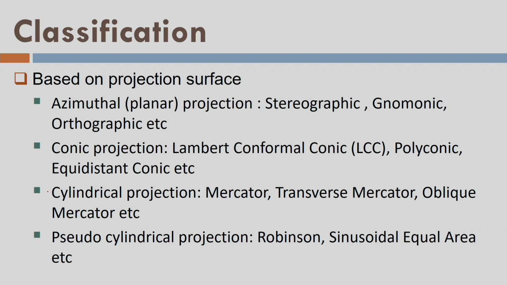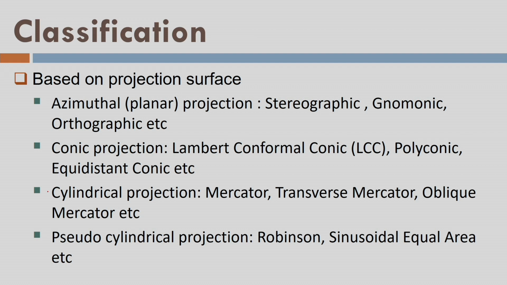Further, we have pseudo cylindrical projection. Remember, I gave you an example of pseudo. What does it mean? In a movie, there is one character who looks exactly like the main character or the hero, but he behaves slightly differently. Such a thing we call pseudo. So there is some projection which looks like cylindrical, but it does not fulfill all the criteria of the cylindrical projection, but still we call it pseudo cylindrical projection. We are going to look into all these kinds of projections in this lecture.